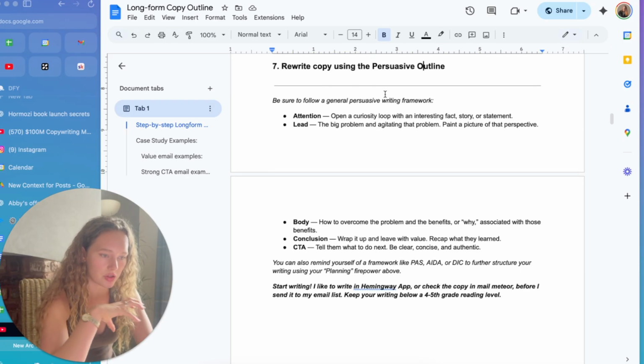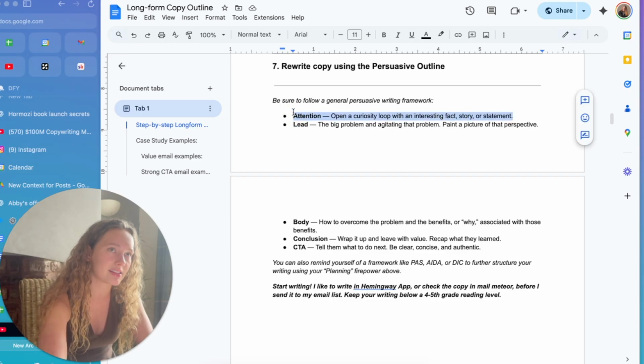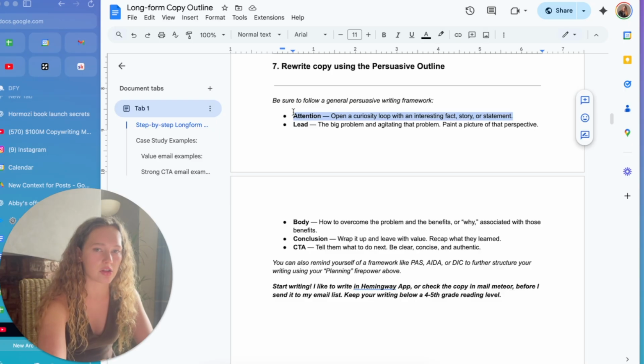So be sure to follow a general persuasive writing framework. Whether this is a case study, a value script, or a value post, whatever it is, it doesn't really matter. You still need to have these core components. First one is attention. So you need to open a curiosity loop with an interesting fact, story, or statement. For example, I did this with a case study recently about this guy, Ben, who has an Etsy shop. He's made $1 million or something with Etsy. And it just started with Ben had made $1 million on Etsy.